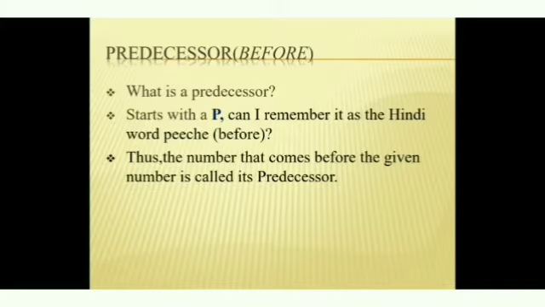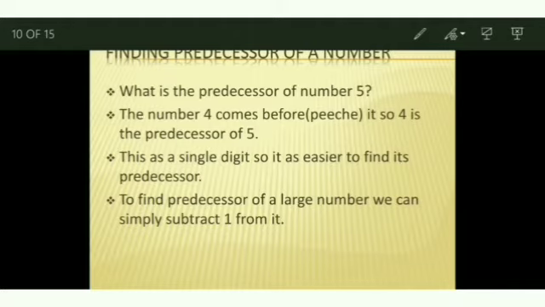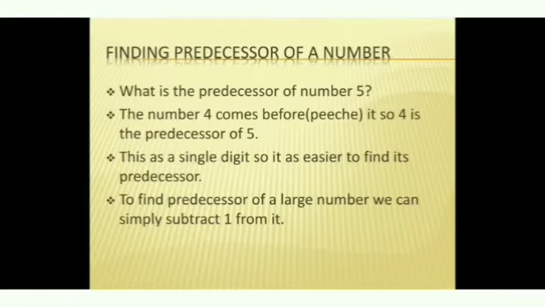Now that we have learned the relationship between whole numbers and natural numbers, let us see the concept of a predecessor and a successor. What is a predecessor? When I see this word predecessor, I see that it starts with the letter P, and I can remember it as the Hindi word piche. Piche means before. Thus we can say that the number that comes before, or piche, of the given number is called its predecessor.